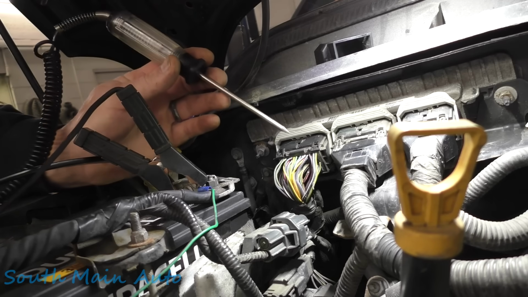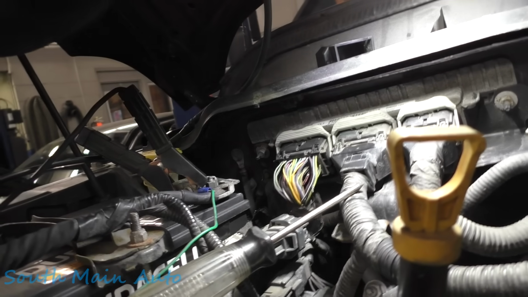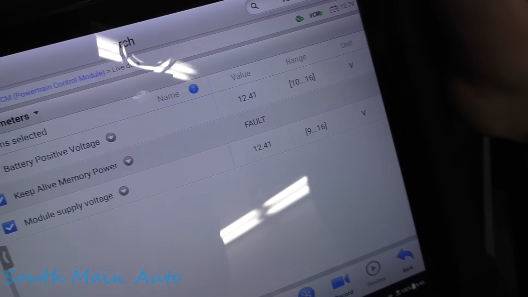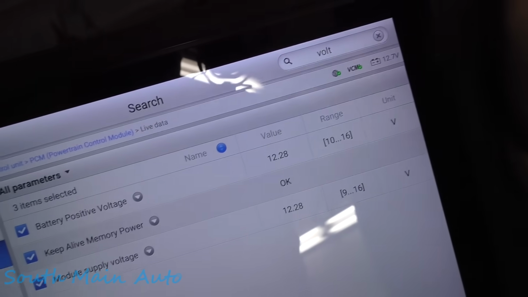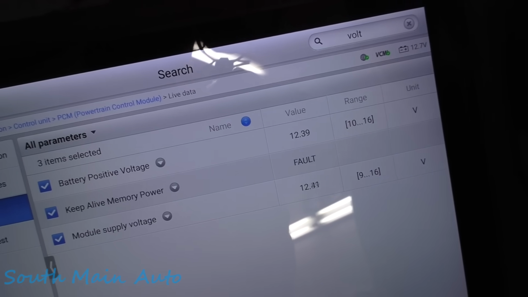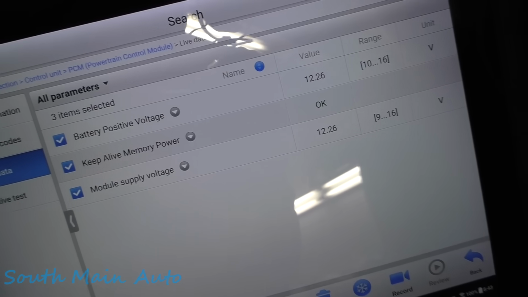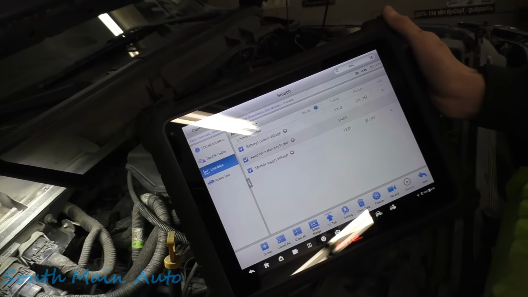Oh, look at that. Grab that scan tool, McCoy. It is. I didn't know if it would be or not. So right now it says fault. We're going to apply 12 volts to that. And now it says okay. So fault, and then okay. So that's 100% confirmation, folks. We have a broken wire.